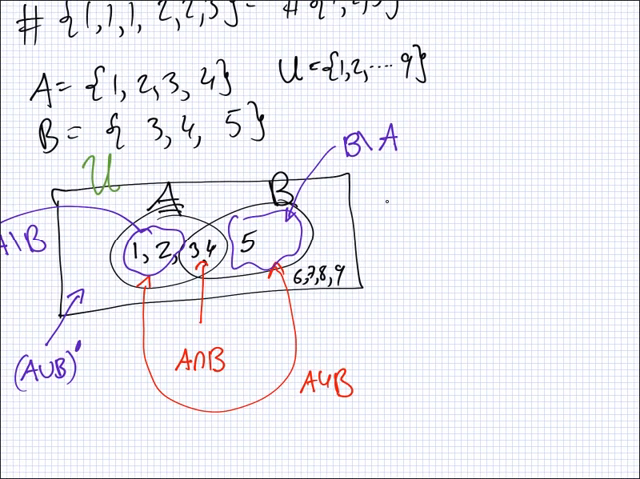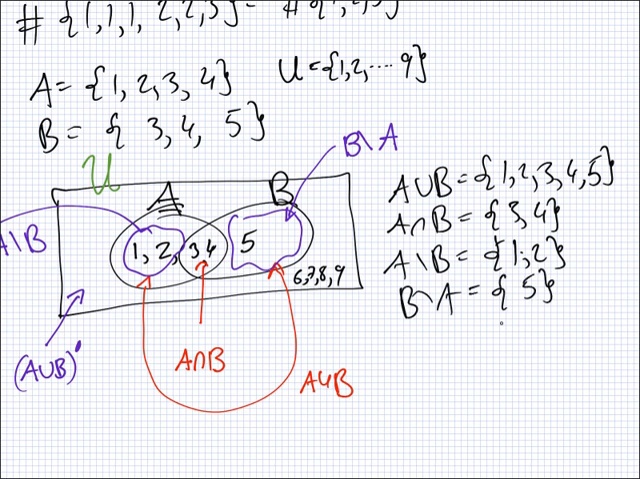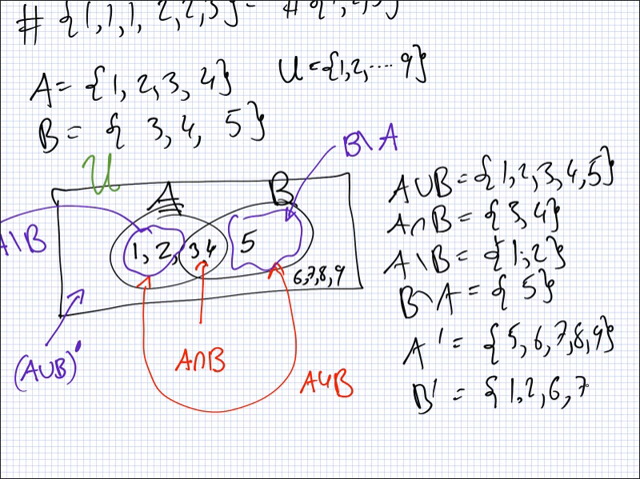Right, let's quickly write all the possibilities down. A union B, what would that be? 1, 2, 3, 4, 5. A intersect B? 3, 4. A less B? Just think, please, before you answer. 1, 2. B less A? 5. Not A? 5, 6, 7, 8, 9. Not B? 1, 2, 6, 7, 8, 9.